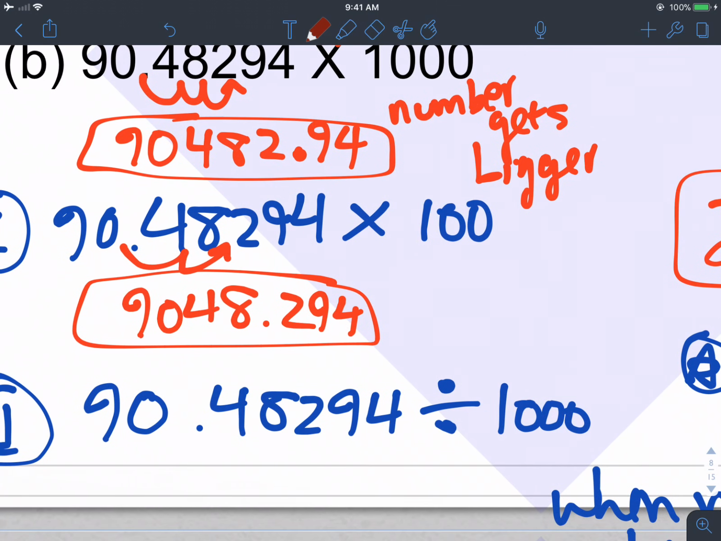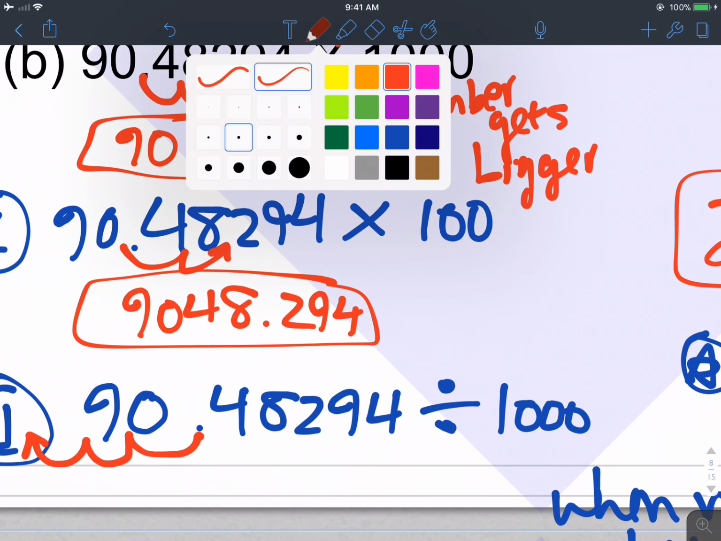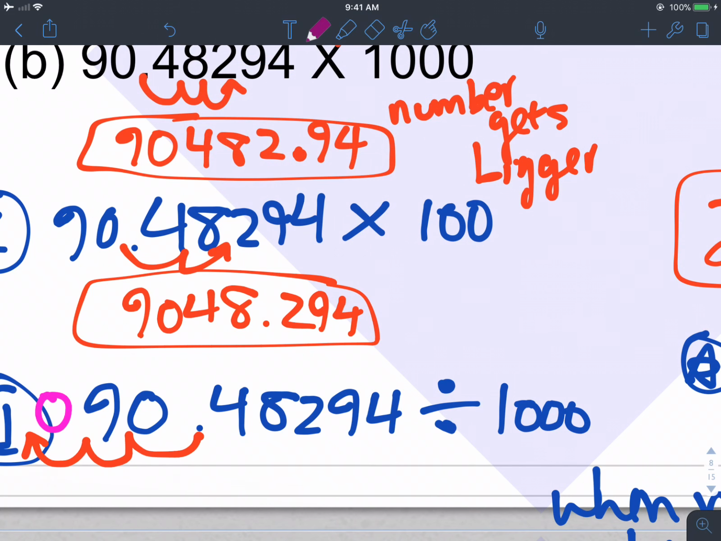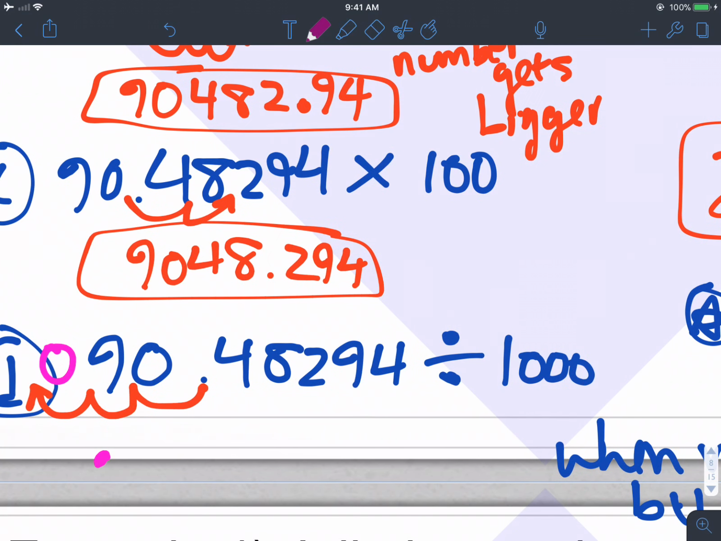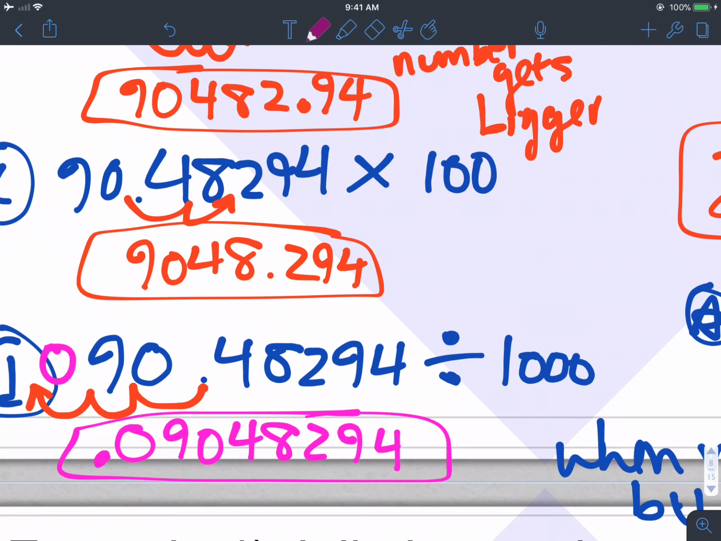Now, let's go the other way. I'm dividing. Because I'm dividing by a number, you're making the number smaller. But here's the trick. See how I made it 1,000? I'm going to move 3 times. Now you have to account for a placeholder. 1, 2, 3. Blank space there. Add a 0. So this thing will be 0.0904824. That's only when dividing, right? No, it can happen both ways.